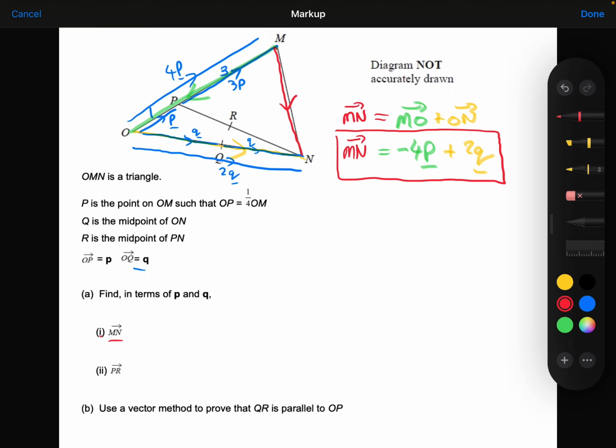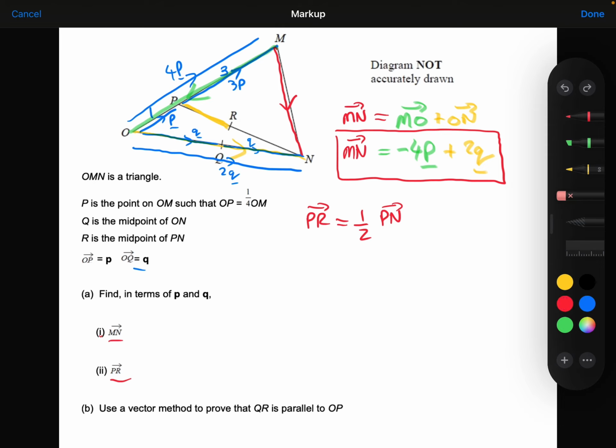We're now asked to work out P to R. Well, P to R, I know that is going to be half of P to N. P to R here will be half of the vector P to N. So if I can work out P to N, I can half it to get P to R. So P to N, what would that be?